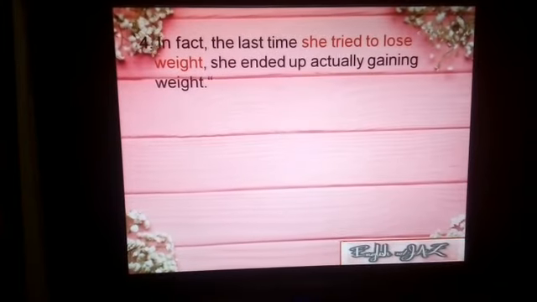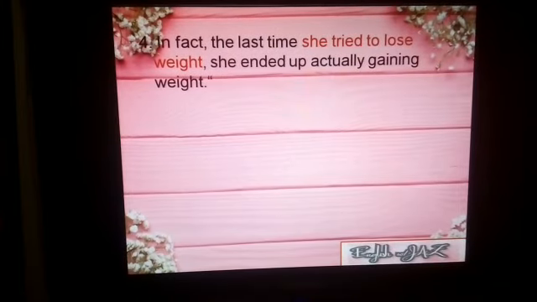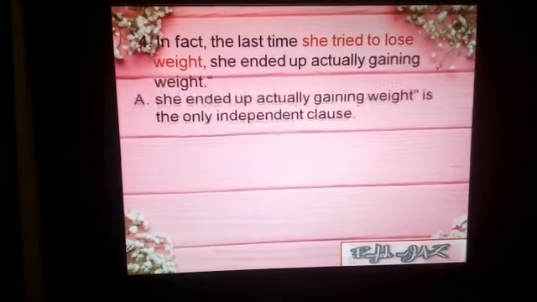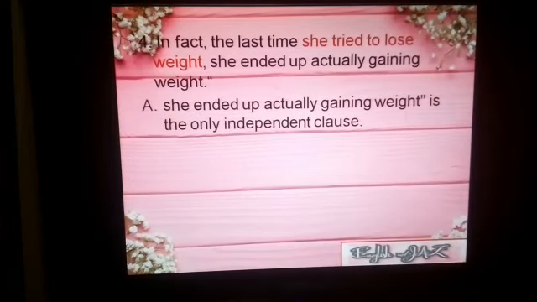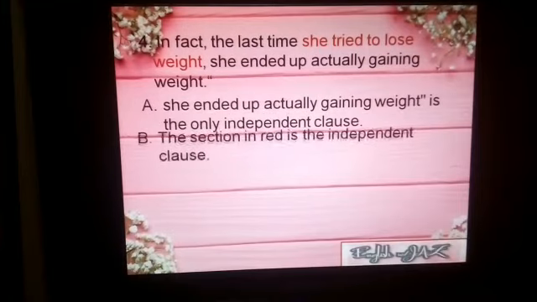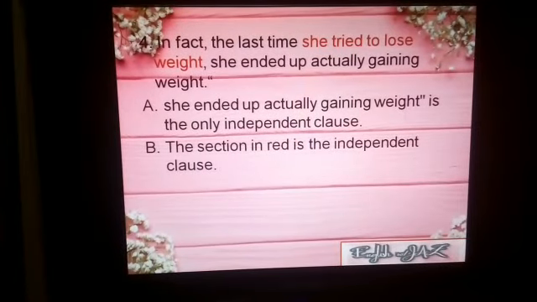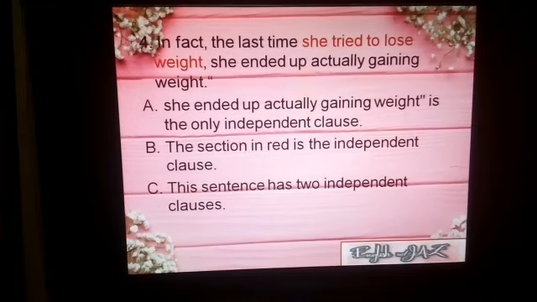Let us have now number 4. In fact, the last time she tried to lose weight, she ended up actually gaining weight. Letter A. She ended up actually gaining weight is the only independent clause. Letter B. The section in red is the independent clause. Letter C. This sentence has two independent clauses. Our answer?